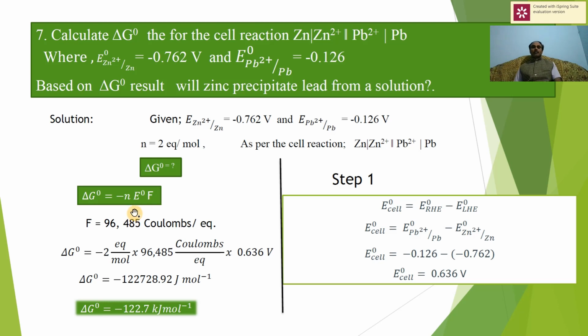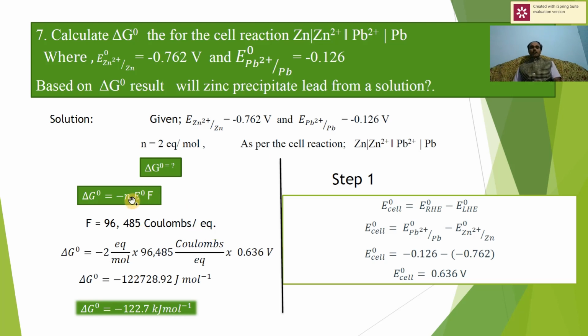Here N is the number of electrons involved in the course of the reaction, E naught is the standard potential of the cell, and F is the Faraday, that is 96,485 coulombs per equivalent. Now, what is the value of N? I have written here N is 2 equivalents per mole. What is E naught? E naught should be found out. How to find it? That is given in step 1. And F, you know, is 96,485 coulomb per equivalent.